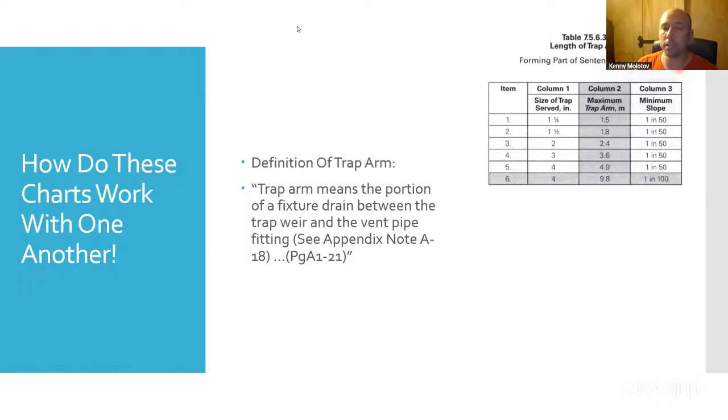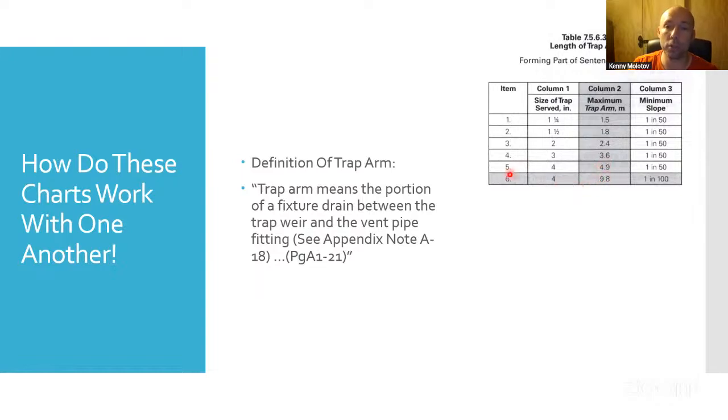What this chart basically does is it tells us the length that the trap arm is allowed to be before we introduce our vent. And we cannot violate this, or else we run into potential issues down the road for the discharge of that fixture. Looking at number one, column one is size of trap served in inches: 1.25 inch, 1.5 inch, 2 inch, 3 inch, 4 inch, and a second 4 inch. Column two is maximum trap arm in meters: 1.5 meters, 1.8 meters, 2.4 meters, 3.6, 4.9, and 9.8.